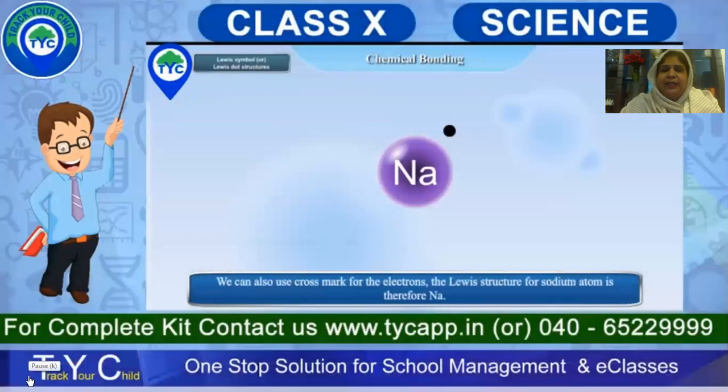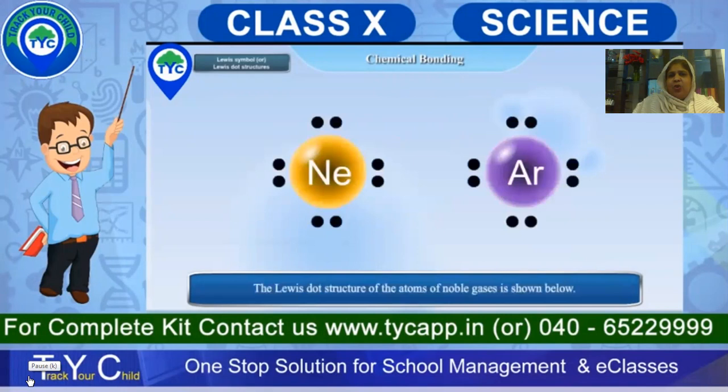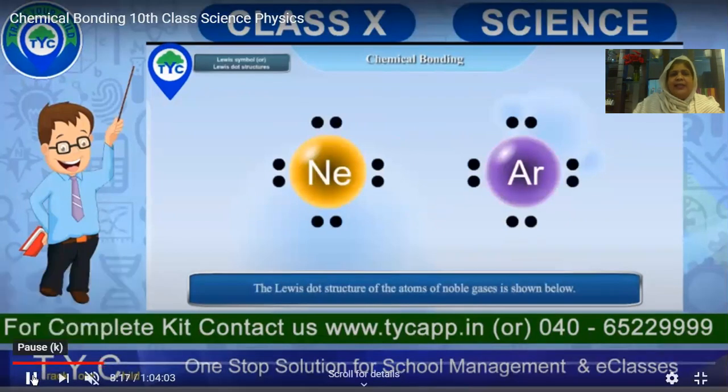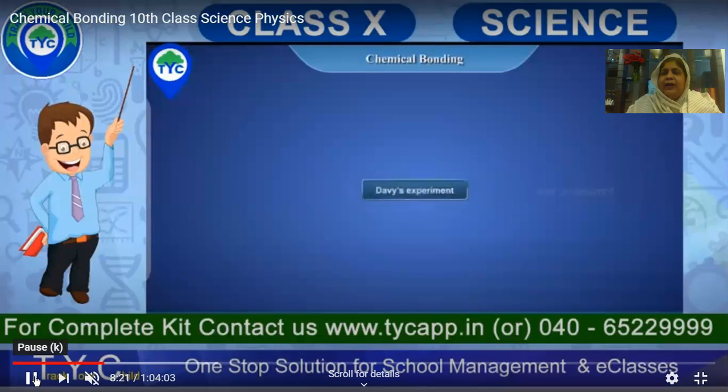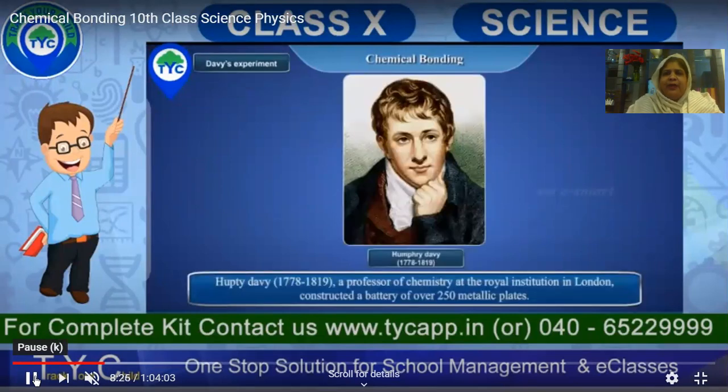Okay, so remember this. We can also use a cross mark for the electrons, and if you look at the structure of the sodium atom, you can just see how neon and argon have their electrons arranged around them. These are the noble gases, and they are found in which group? They are found in the 18th group.